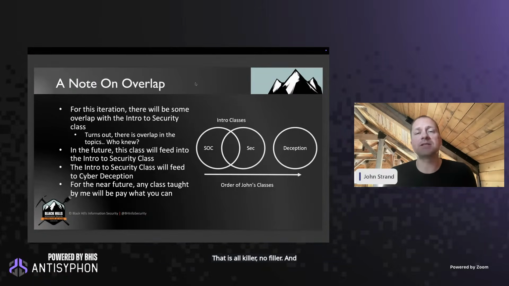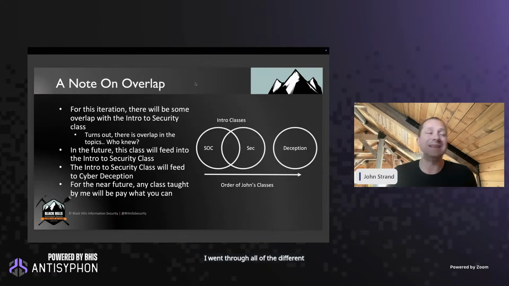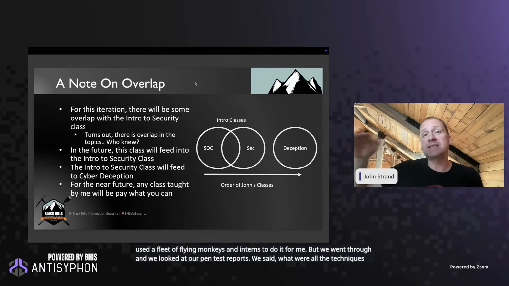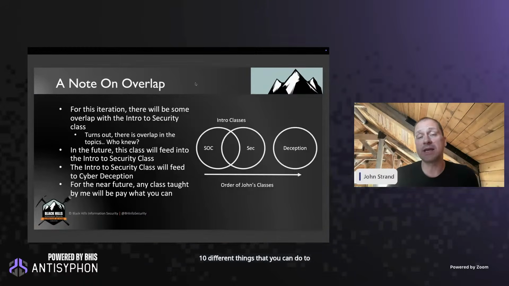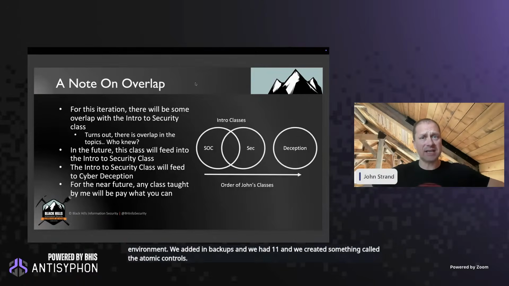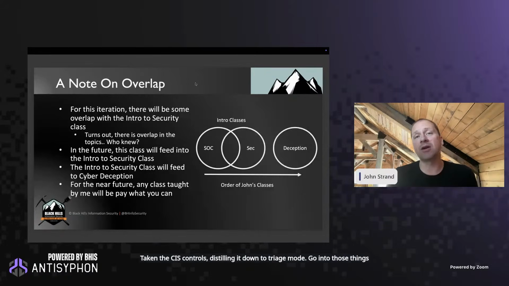And that is completely based on Black Hills Information Security and the penetration tests that we do on a regular basis. I went through all of the different pen tests that we did. I didn't do it myself. I used a fleet of flying monkeys and interns to do it for me. But we went through and looked at our pen test reports. We said, what were all the techniques that would have shut down this particular attack? And we came up with 10 different things that you can do to shut down an attacker breaking into your environment. We added in backups and we had 11, and we created something called the atomic controls, taking the CIS controls and distilling them down to triage mode. And we created our Intro to Security class.